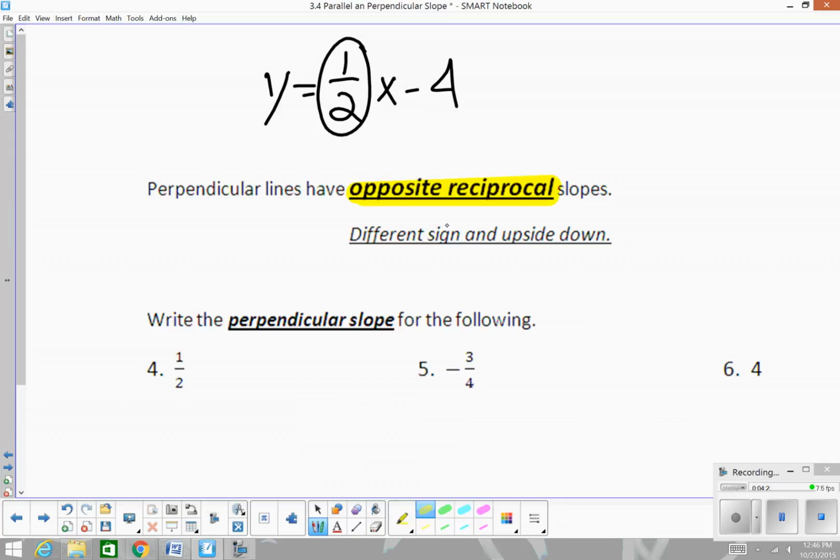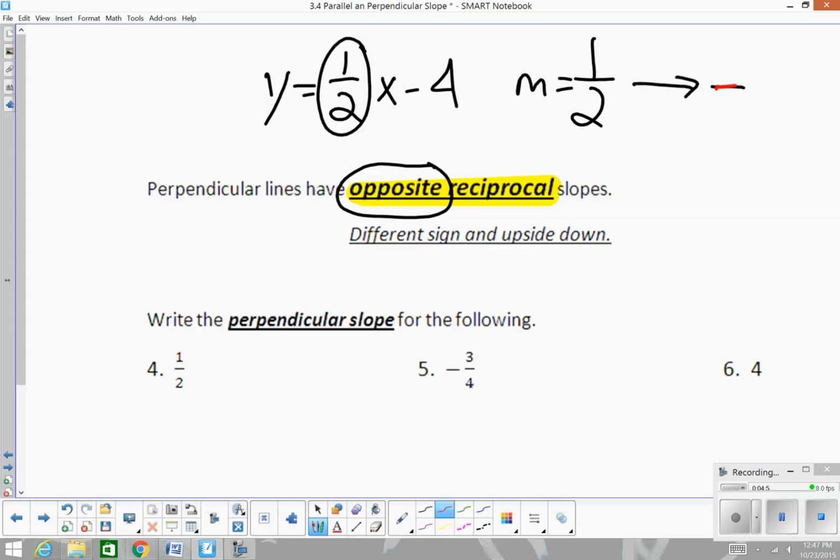Well, let's split it up into two words. The first word is opposite. When I talk about opposite, I'm talking about opposite sign. So let's pull my slope out here. If I have 1/2, you're going to say, okay, is 1/2 positive or negative? It is positive, so the opposite of positive is simply negative. I'll make that red. Okay, good.